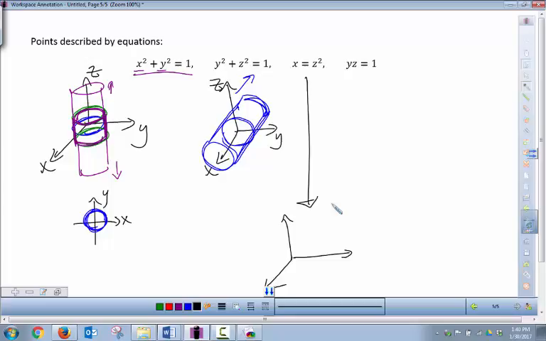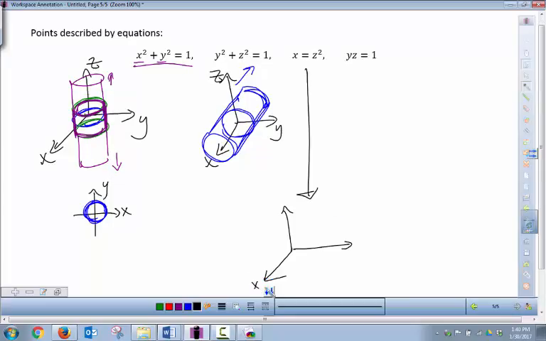How about x is equal to z squared? How would that look? So a parabola on the xz plane: is it a parabola opening towards the x or opening towards the z? Think of y is equal to x squared. It'd be opening towards the z. Think of y is equal to x squared. The height of the cylinder will be the x.